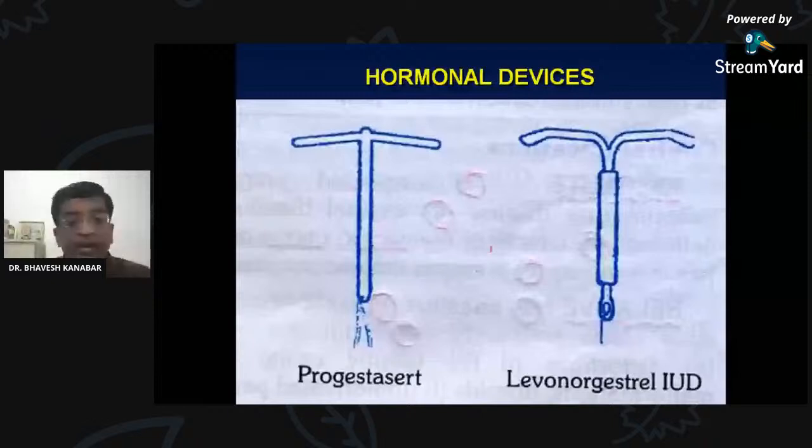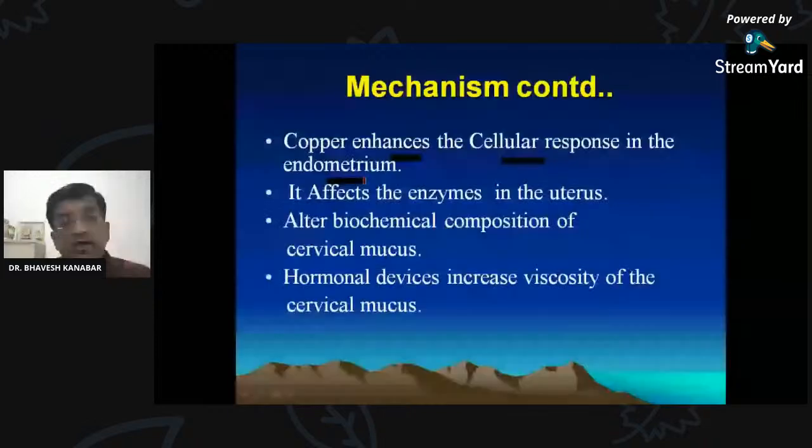Copper enhances the cellular response of the endometrium. So the copper containing device has an additional anti-fertility effect, affecting the enzymes in the uterus. It can also alter the biochemical composition of the cervical mucus so that it becomes thick and impenetrable for the spermatozoa. Hormonal devices increase the viscosity of the cervical mucus. Because of this increase in viscosity, spermatozoa cannot easily penetrate the cervical mucus and travel up into the uterus.